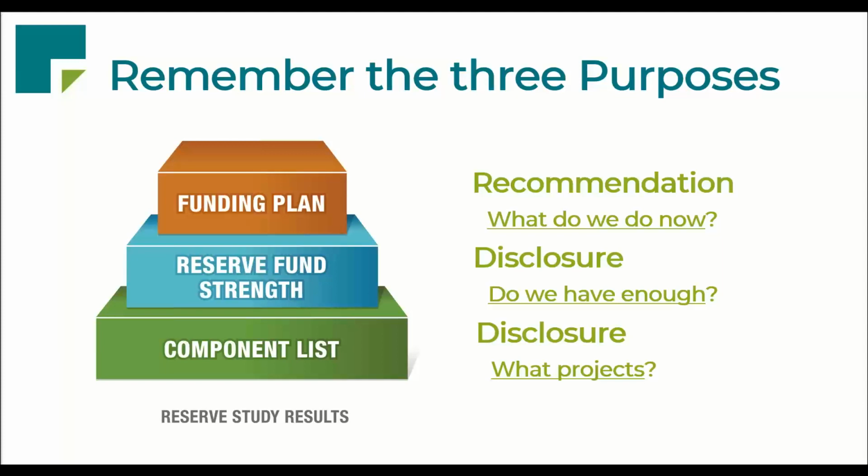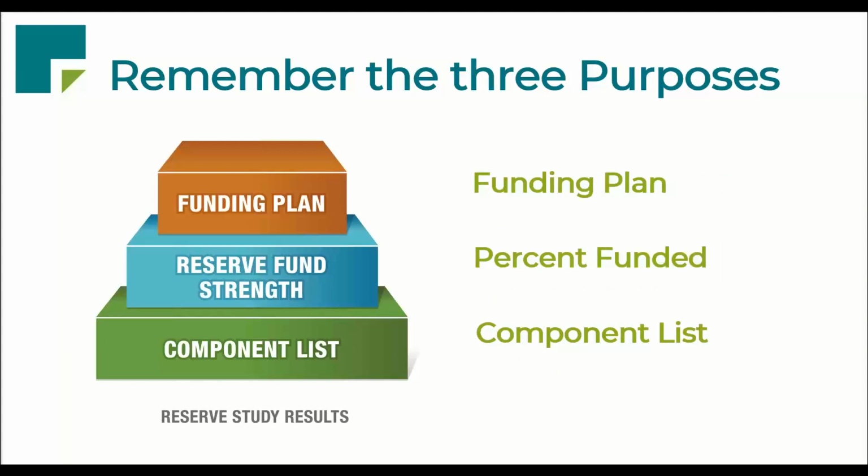Remember that the funding plan is what do we do now? What action do we take? The reserve fund strength is that understanding of do we have enough? And the component list is what projects are scheduled. Are they soon? Are they far? Are they small? Are they big? And they're measured or called by different things.